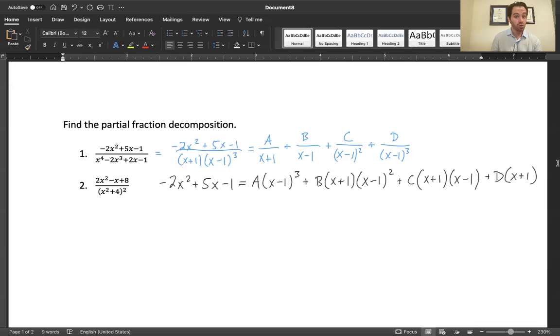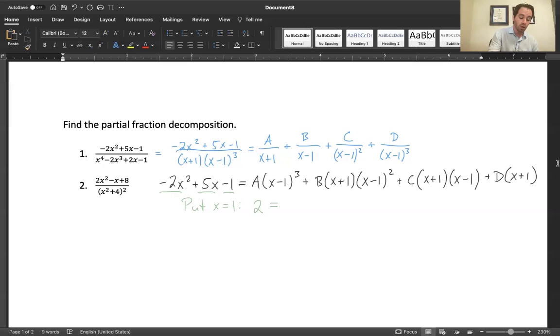Sometimes you can use a little bit of a shortcut to get certain things for free, and we can do this here to get a couple of the variables for free. We're going to put in x equals 1, and on the left-hand side, -2 plus 5 is 3, minus 1 is 2. So that's 2 equals, and then look at this term for term.